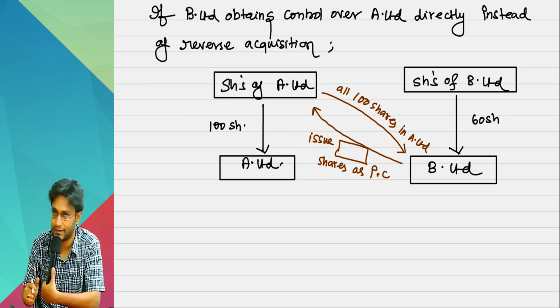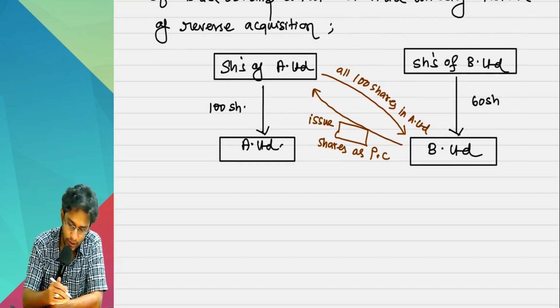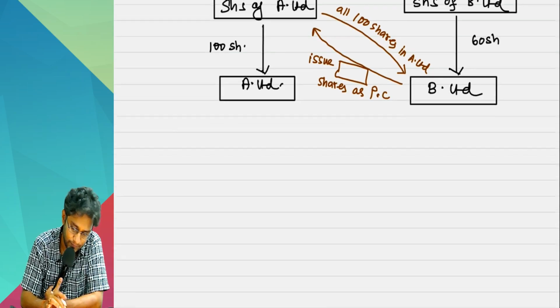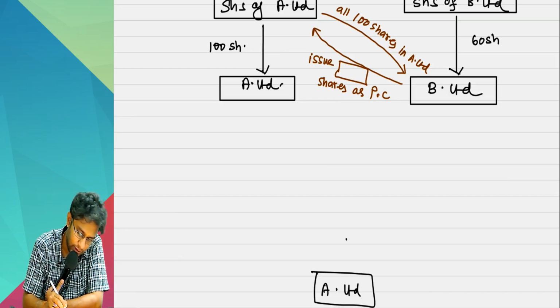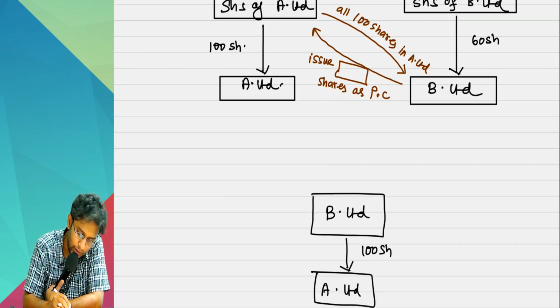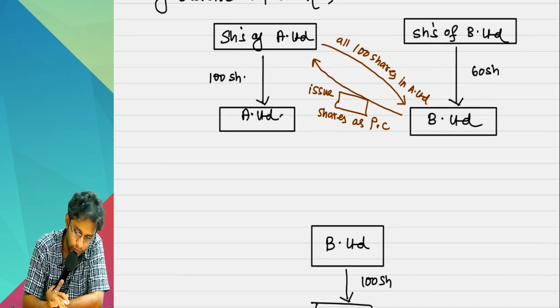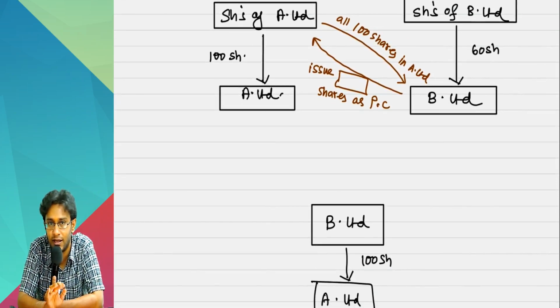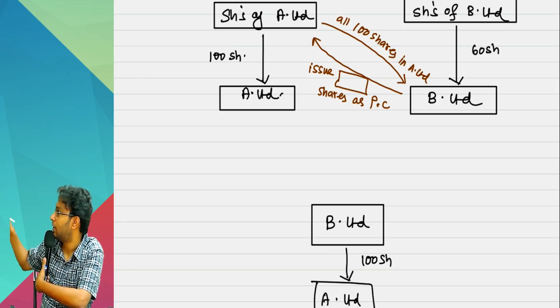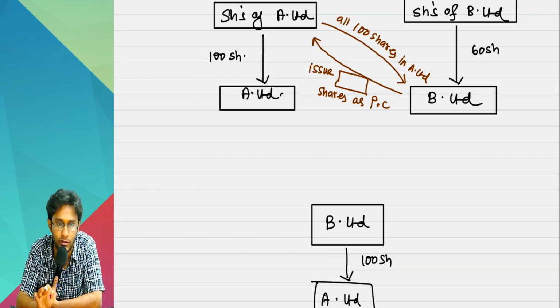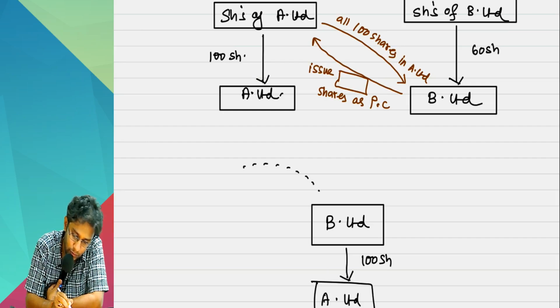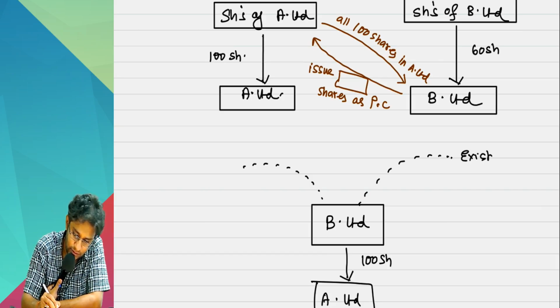Now how will I make this analysis? Look at this. Had I done like this, then ultimately the picture would have been like this. The last company would have been A Limited. In A Limited there would have been 100 shares, all held by B Limited. In B Limited, how many shares are there? I do not know. Not 60. 60 shares are there presently, but they are also issuing some extra shares as purchase consideration. I do not know how much that is. But in B Limited, you will have two groups of shareholders. One is the existing shareholders.